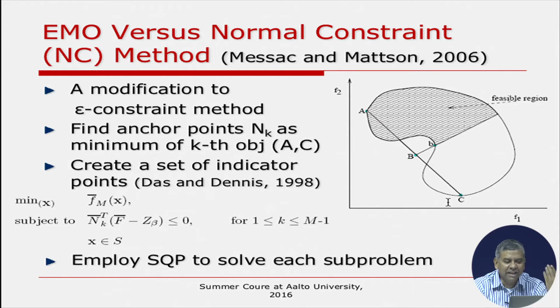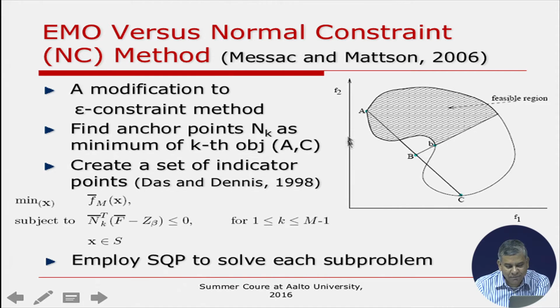Okay, there are various other classical methods. This is one which is pretty well known. I wanted to just tell you the name of it is the normal constraint method. It's a generalized version of the epsilon constraint method. Now in the epsilon constraint, your constraints are always on F1 or F2. Here the constraints are along these lines.